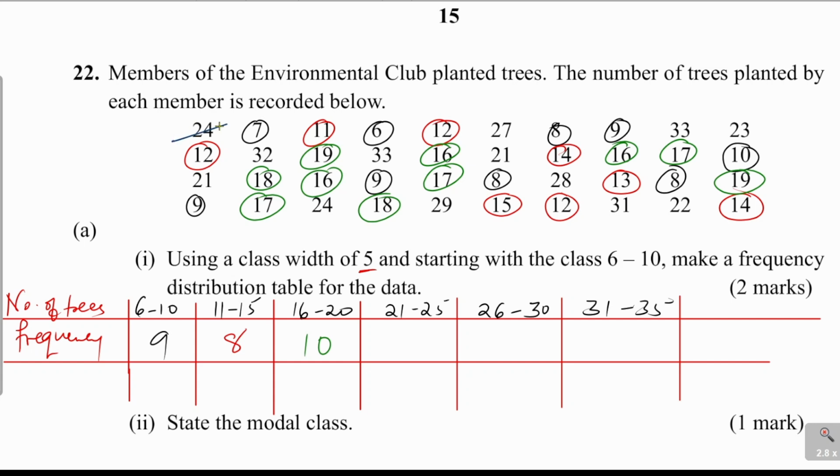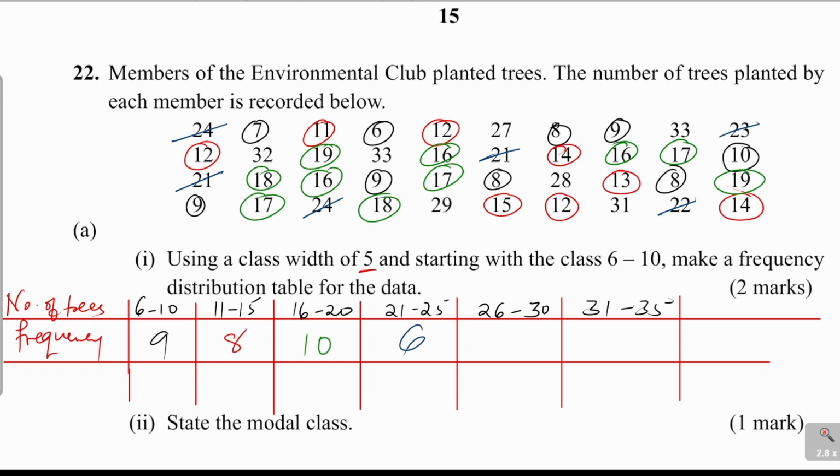21 to 25, we have one there. So let me count them. 1, 2, 3, 4, 5, 6. There's 6. Then 26 to 30.